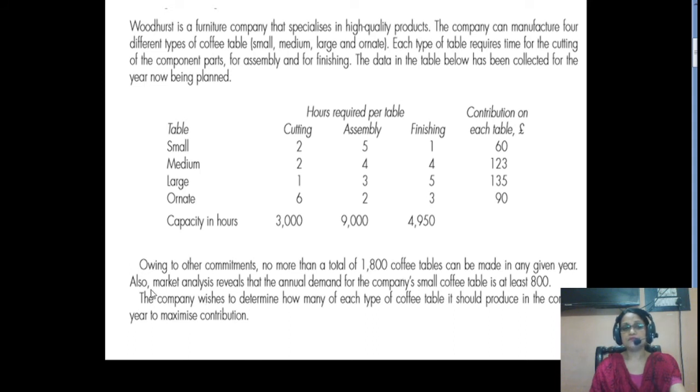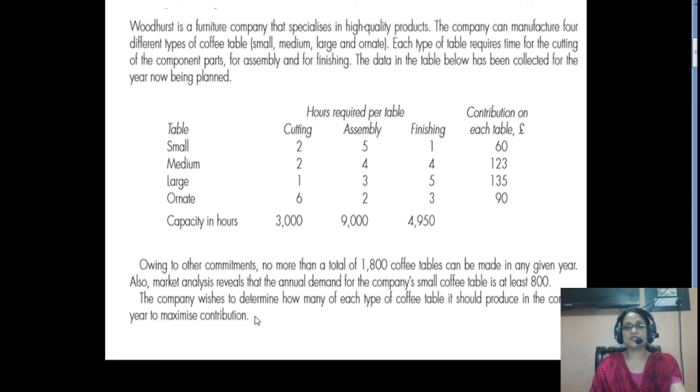Now, also, market analysis reveals that the annual demand for the company's small coffee table is at least 800. It means you have to produce at least 800 units of small coffee table, right? Now, the company wishes to determine how many of each type of coffee table it will produce in the coming year to maximize contribution, right? I told you earlier also, since it is a given contribution, you have to maximize, right?